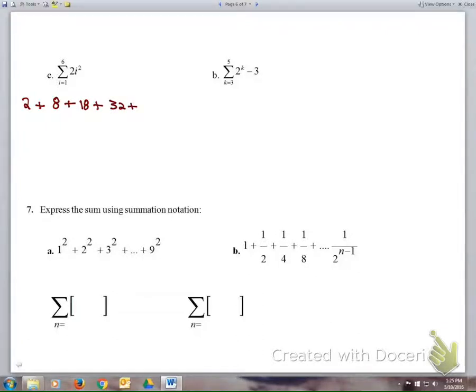4 squared is 16 times 2 is 32. 5 squared is 25 times 2 is 50. 6 squared is 36 times 2 is 72. Expansion. Get out my calculator, add it all up.